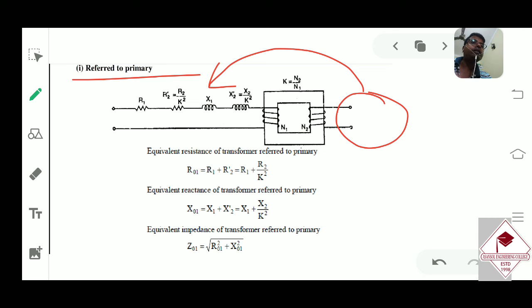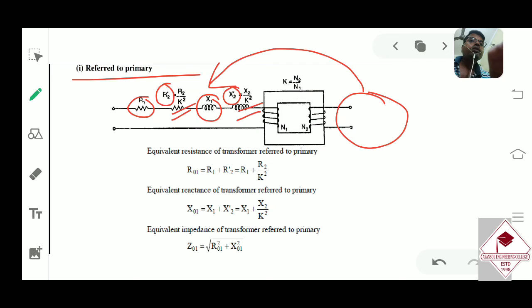See, no parameter is there in the secondary side. Nothing, everything has been transferred. R1 is already existing here, right? X1 is also existing here in the primary side. These R2 and X2 have been transferred. So the moment you transfer from secondary side to primary side, we are dividing it by k square, in both these things. So R2 by k square becomes R2 dash, and X2 dash is X2 by k square, right?